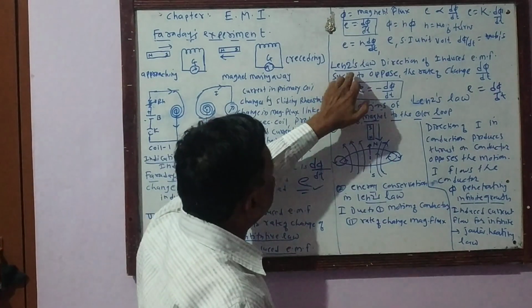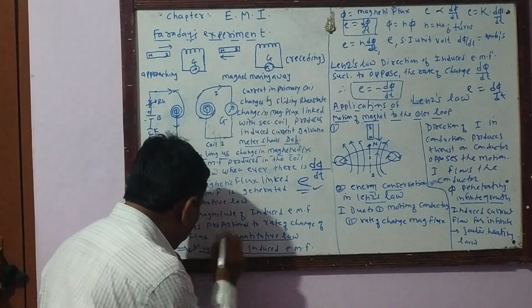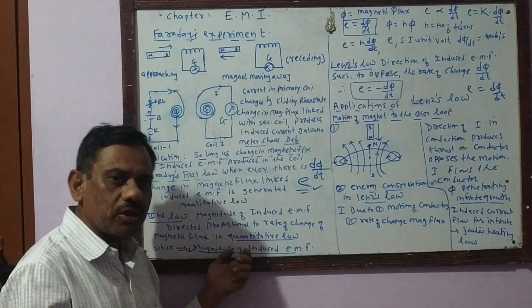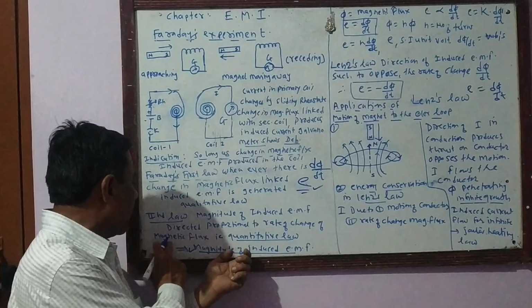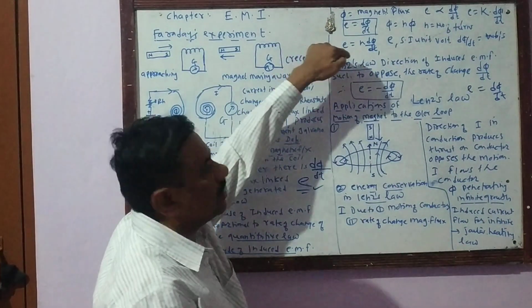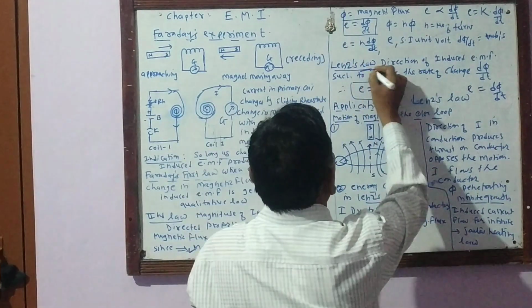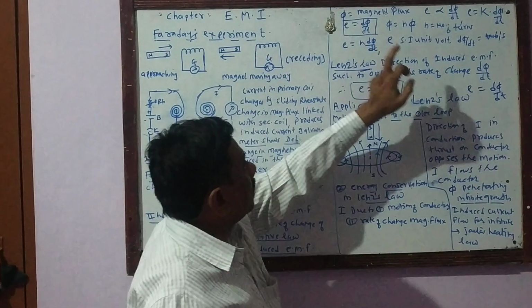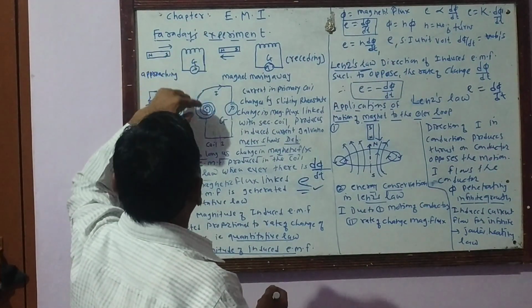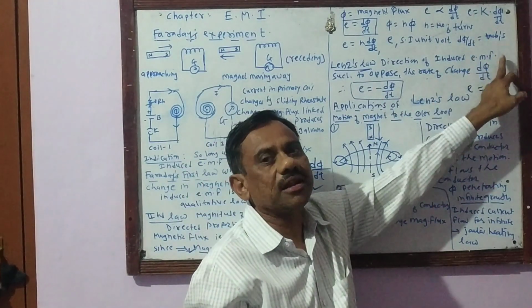Now let us see what is Lenz's law. Faraday's law gives only the magnitude, but the direction of the induced EMF is not given by Faraday, and hence this law is extended by Lenz, who suggested the correction, and it is called Lenz's law. Then what is Lenz's law? The direction of induced EMF in the coil is such that it opposes the rate of change of magnetic flux.